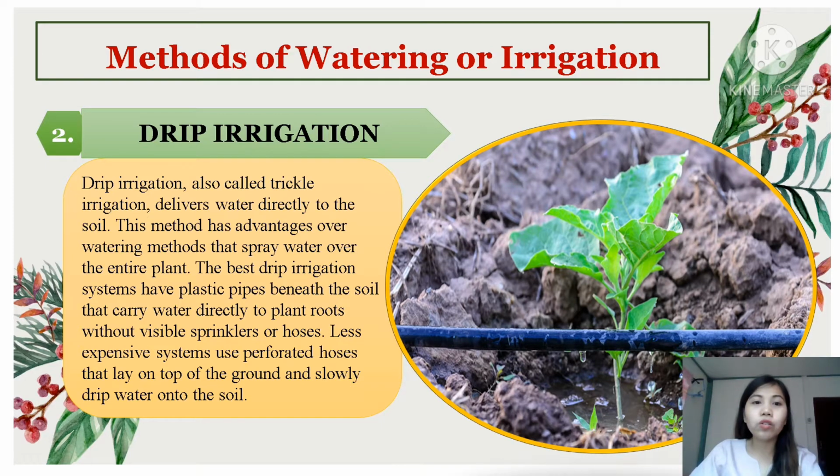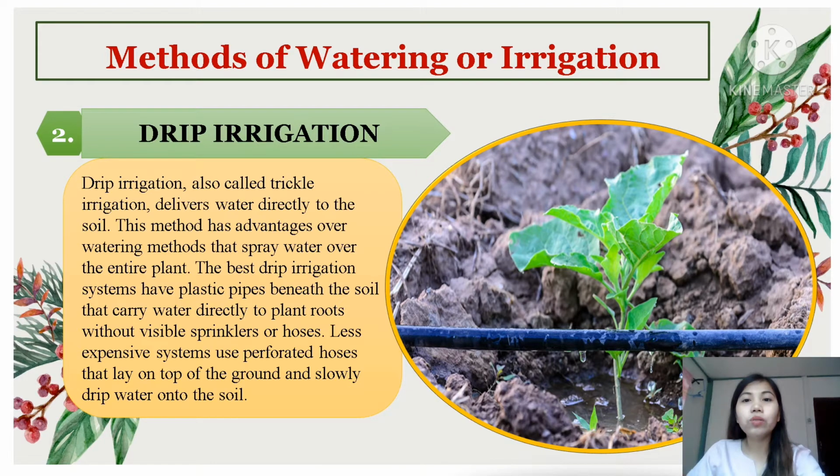Drip irrigation, also called trickle irrigation, delivers water directly to the soil. This method has advantages over watering methods that spray water over the entire plant. The best drip irrigation systems have plastic pipes beneath the soil that carry water directly to plant roots without visible sprinklers or hoses. Less expensive systems use perforated hoses that lay on top of the ground and slowly drip water into the soil. Drip irrigation uses less water than other types of irrigation because the water soaks into the soil before much of it has a chance to evaporate.